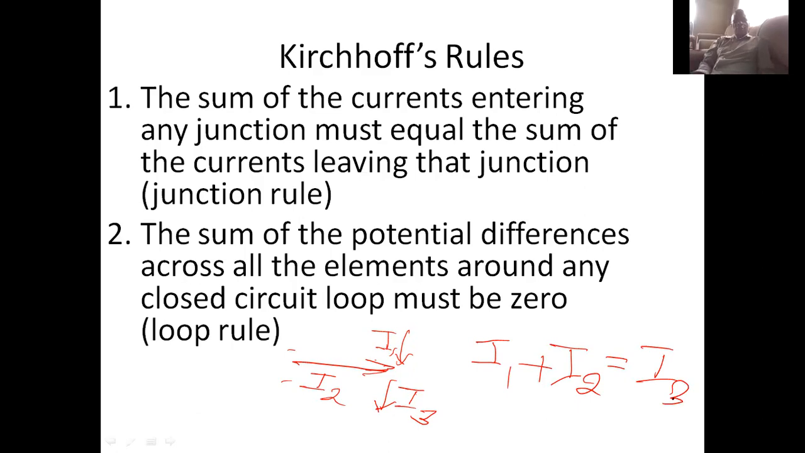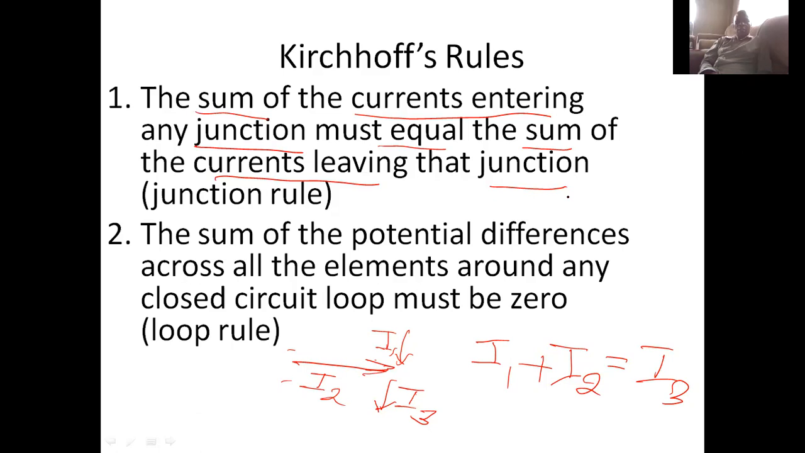So the first rule states that you need to sum up all the currents that are entering a junction. The junction is a joint in a network. The sum of the currents entering should always be equal to the sum of all the currents leaving the junction. Therefore, this rule is known as the junction rule.